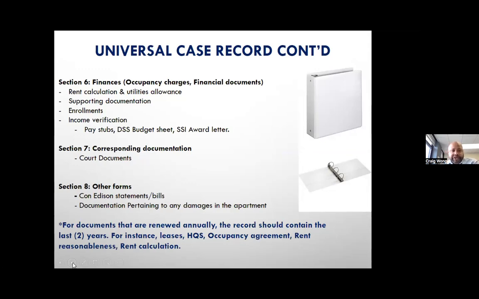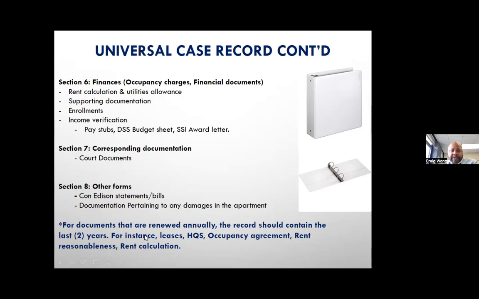Section 6, financial information, occupancy charges, rent calculation and utilities, supportive documentation, enrollments, income verification, pay stubs, DSS budget sheet, SSI award letters, all in section 6. Section 7 should contain court documentation or general correspondence. Section 8, other forms. They could be Con Ed statements, bills, documentation, any other information that is needed to be collected by your organization can go in section 8.